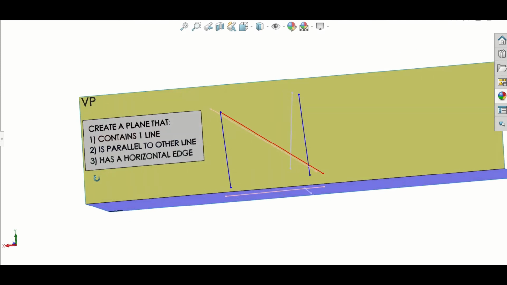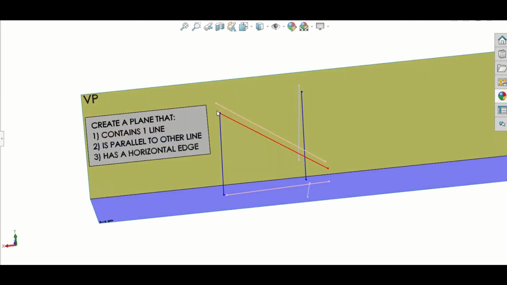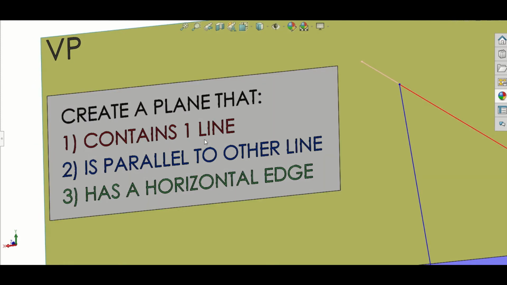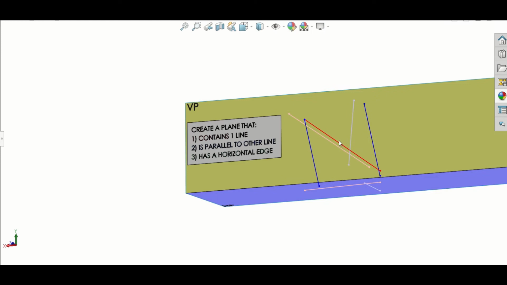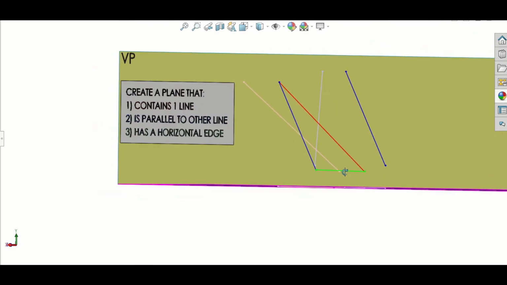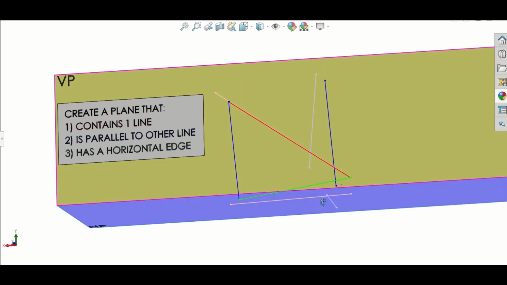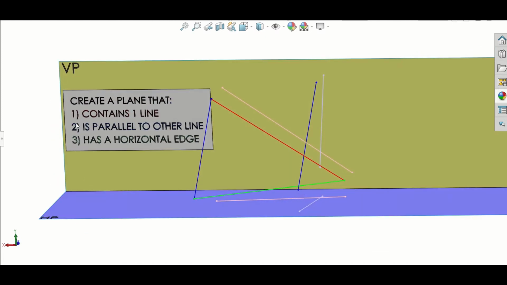I started off with the red line. The red line there from A down to B. I'm creating a plane that contains that red line. So I think I've got that actually color coded. It contains the red line. It has an edge parallel to the blue line. So I've gone parallel to the blue line from the top here of the red line. And it has a horizontal edge as well. And there we have it. There's a horizontal edge there in green that's parallel to the ground. So there's my plane. I have just satisfied the three constraints.